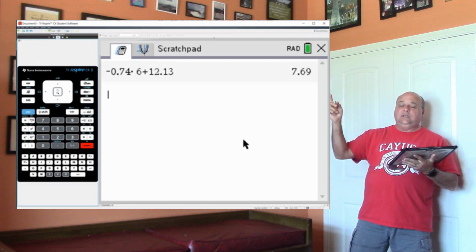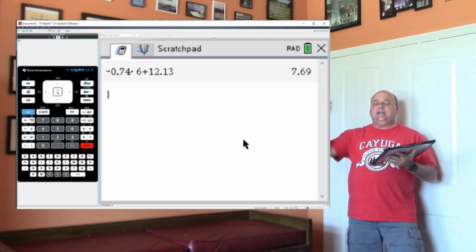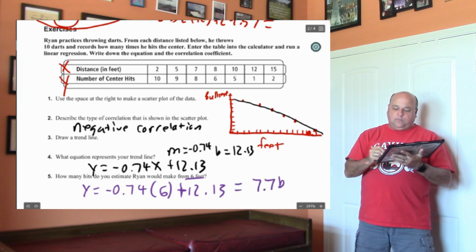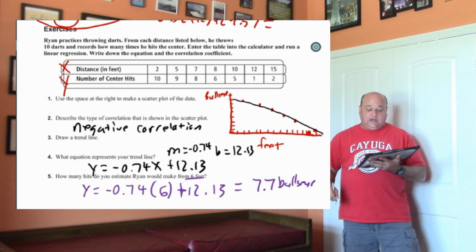7.7 bullseyes. If you round that up, it would be 8, right? Because he can't hit 0.7 bullseyes, right? So let's just do 7.7. So it equals 7.7 bullseyes. If you rounded it to a whole number, it would be 8, wouldn't it? Because you can't have a decimal for that, can you?